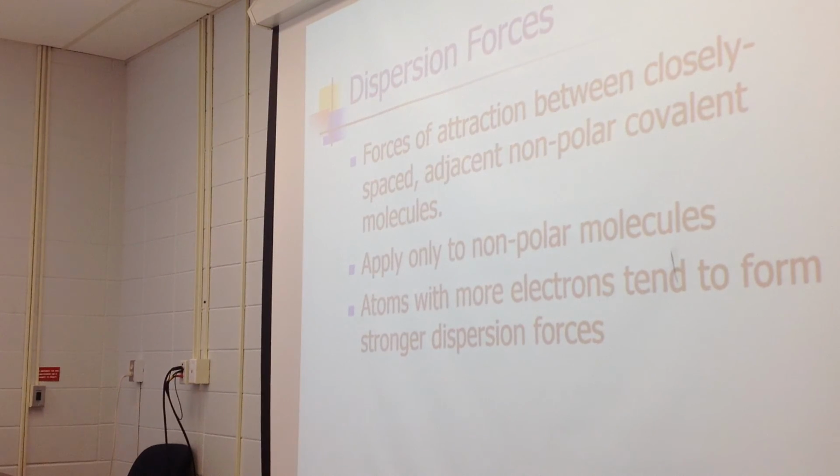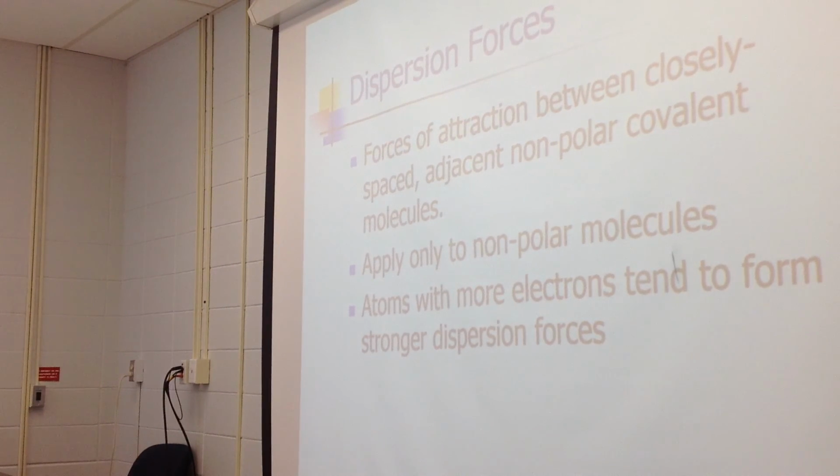Chlorine. How many electrons? I'm not talking valence electrons, I'm talking total electrons. How many electrons does a chlorine atom have? 17. All right. What is the physical state of chlorine at room temperature? A gas. All right. It's a non-polar molecule, right?